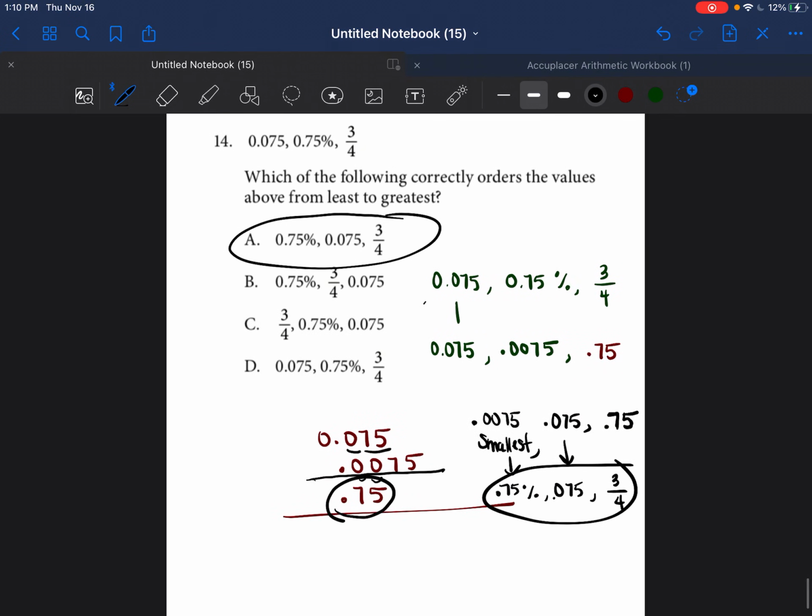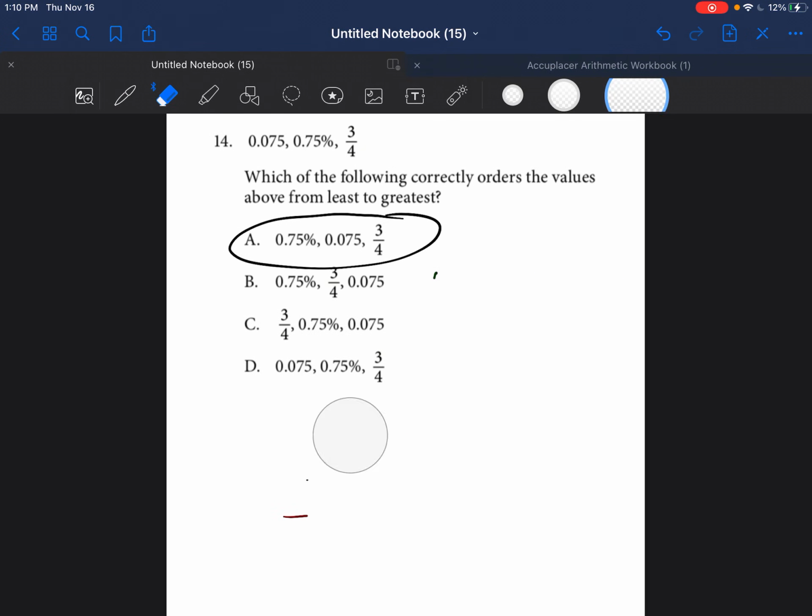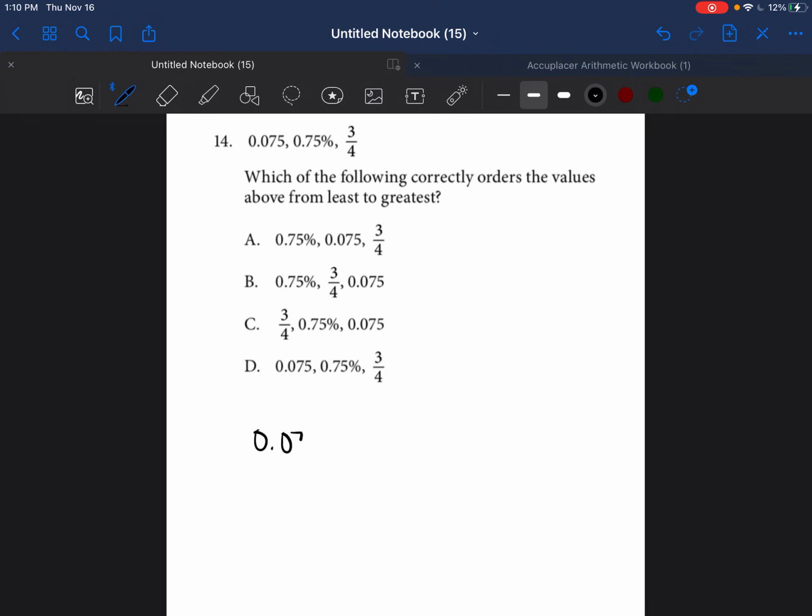So I'm going to show you one last way that we can go ahead and do this. Instead of making it all into decimal points, I'm going to show you how we can make this all into percentages, and it shouldn't be that difficult. So 0.075, 0.75%, and 3/4. This one is already a percentage, so we can keep it like that. Perfect.